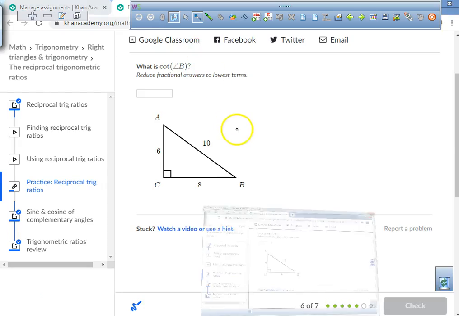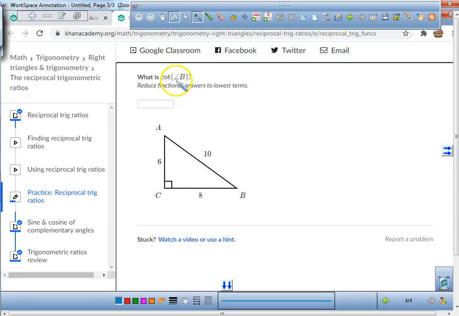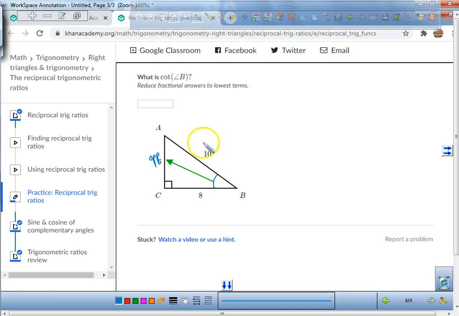All right. What does this say? What is the cotangent of B? So right here, I put a little arc. I draw an arrow going across. I label that my opposite side. I label this my hypotenuse. I label this my adjacent side. And then I have to figure out what the cotangent of B would equal.